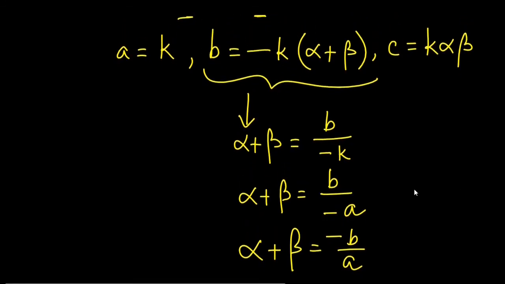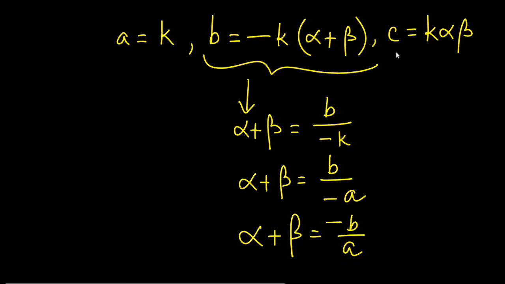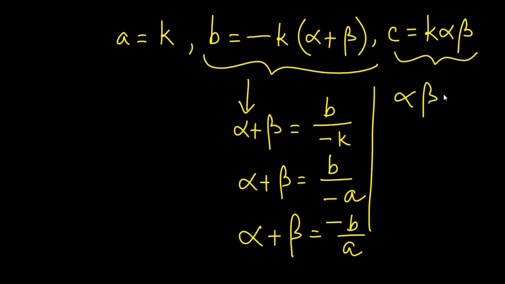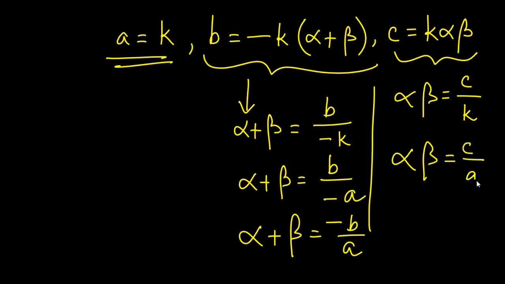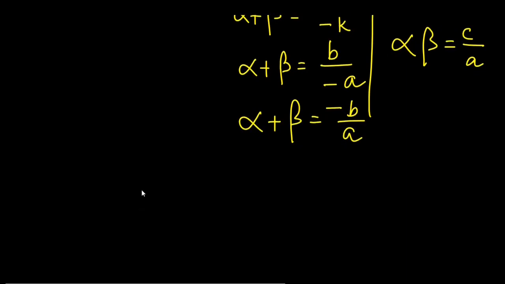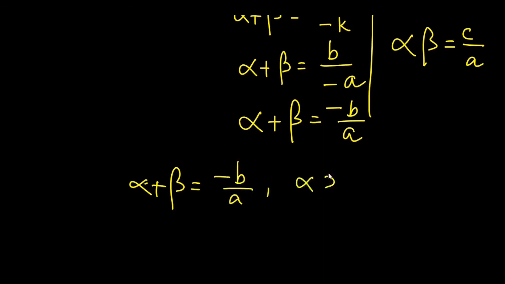Then let us take alpha into beta. What is alpha beta? Alpha beta is equal to c by k. Here k is equal to a. So alpha into beta is equal to c by a. So here we have shown again algebraically alpha plus beta is equal to minus b by a. Alpha into beta is equal to c by a.